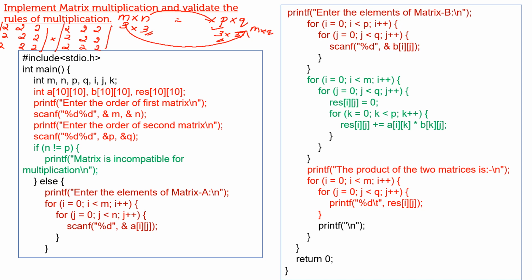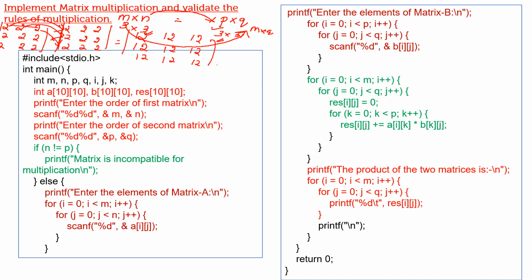Now how will you multiply these matrices? First row into first column, right? So 2 into 2 plus 2 into 2 plus 2 into 2. That will give you the first element of your resultant matrix. Similarly, since all the elements are equal, you will get the resultant matrix as 12, 12, 12, 12, 12, 12 and 12, 12, 12. So now let us write a program for this matrix multiplication.